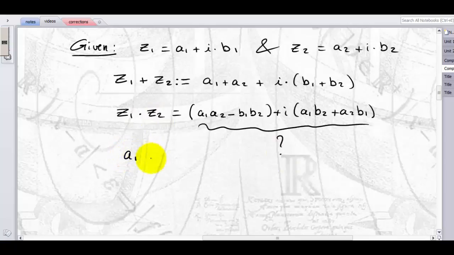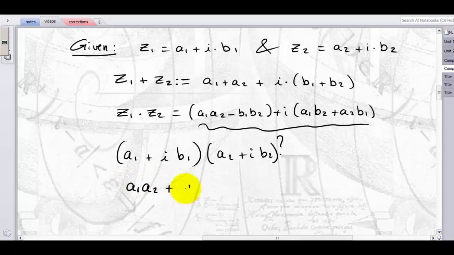What you do is very simple. You just distribute everything. Check it out. Here's a1 plus i b1 and a2 plus i b2. I'm just going to distribute this as if I was dealing with polynomials, and instead of i I had x. Same deal. Okay, so let's distribute. You got a1 a2 plus a1 times i b2 plus i b1 times a2 plus i b1 times i b2.